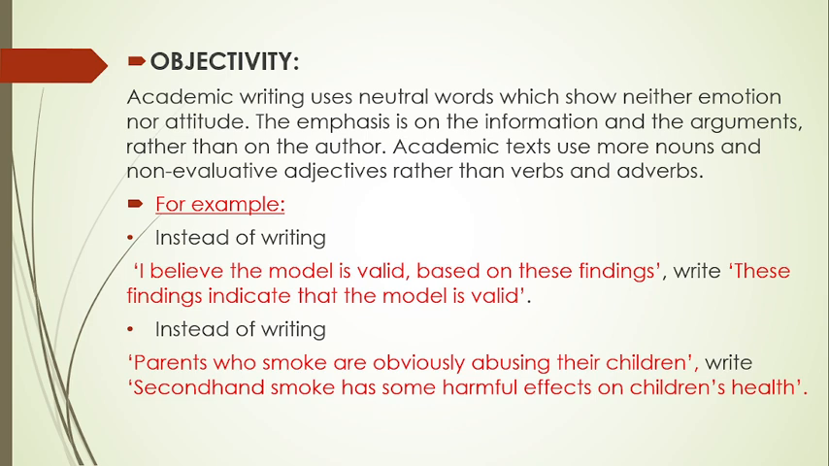Objectivity. Academic writing uses neutral words which show neither emotion nor attitude. The emphasis is on the information and the arguments rather than on the author. Academic texts use more nouns and non-evaluative adjectives rather than verbs and adverbs.